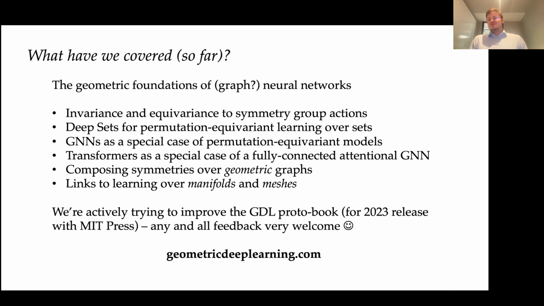And then additionally, we saw how transformers, one of the most popular deep learning architectures in use today, can be discovered as a special case of a fully connected graph neural network of the attentional flavor. And we glossed over there some connections that allow us to compose the permutation group with other groups, allowing us to build stuff over geometric graphs, manifolds, and meshes.